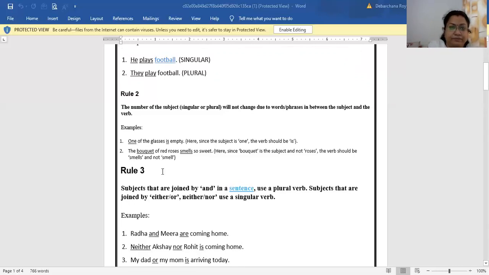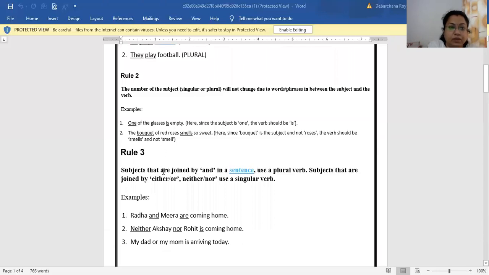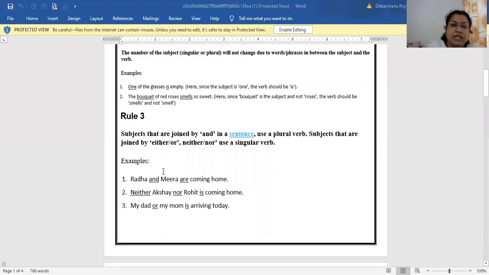Rule number 3. Subjects that are joined by and in a sentence. ऐसे sentence जिसमें and से दो sentence जुड़े हुए हैं. Use a plural verb. क्या use करते हैं? A plural verb. Subjects that are joined by either or, neither nor, use a singular verb.